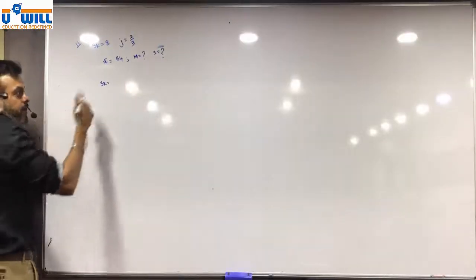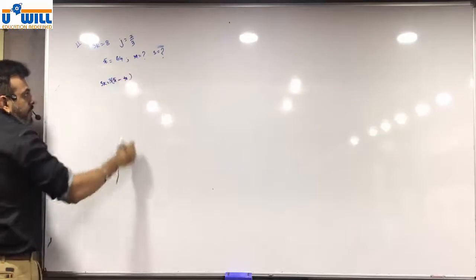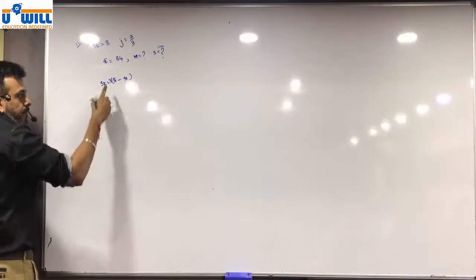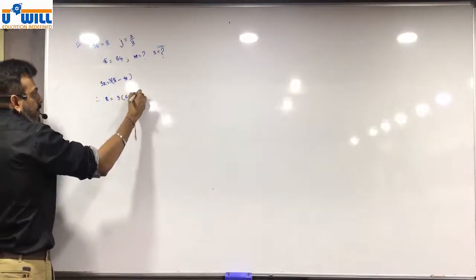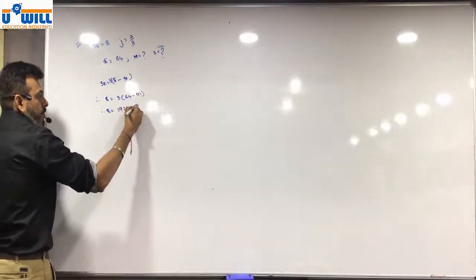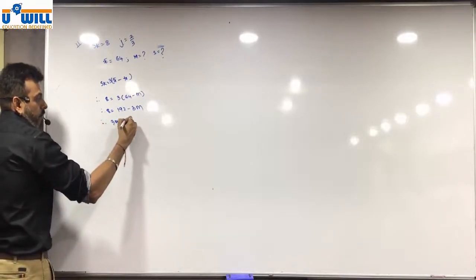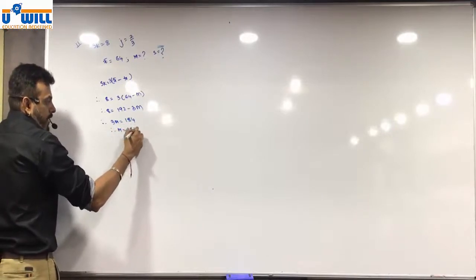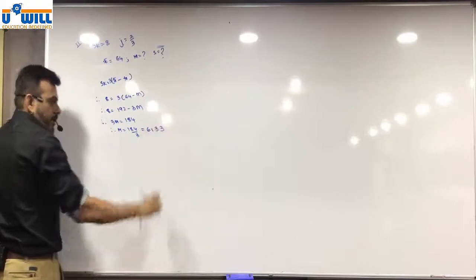Skewness is equal to 3 into x bar minus m, because we want to find m, so we use this formula. Therefore, 8 is equal to 3 into 64 minus m. 8 is equal to 192 minus 3m. Therefore, 3m is equal to 184. Therefore, m is equal to 184 by 3, 61.33. Okay.